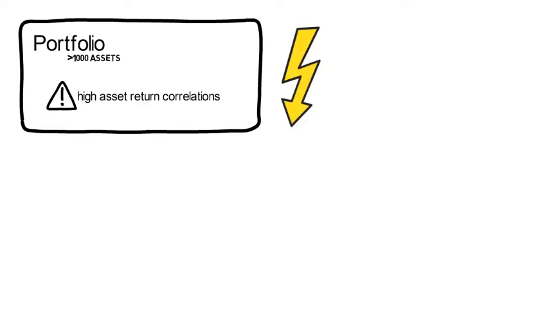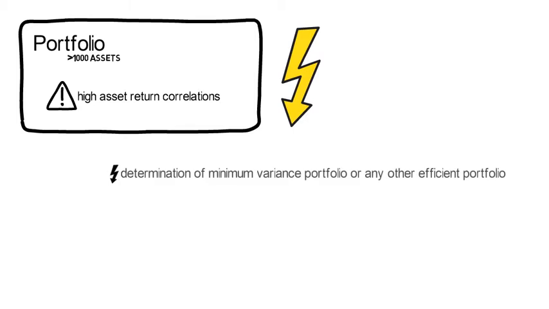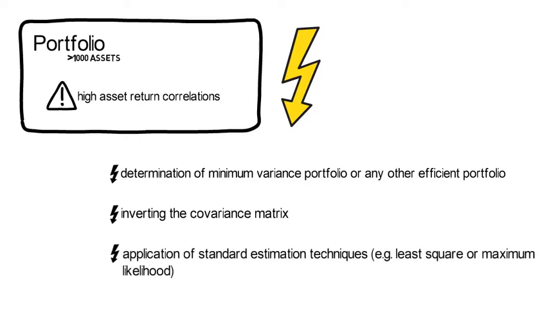Imagine you manage a portfolio with 1,000 or more assets. It's to be expected that several of these assets share very high asset return correlations. This gives rise to multicollinearity problems, which, for example, won't allow you to determine the minimum variance portfolio or any other efficient portfolio. In addition, you won't be able to invert the covariance matrix. Also, standard estimation techniques such as least squares or maximum likelihood won't be applicable. So there are a ton of numerical problems that you run into.